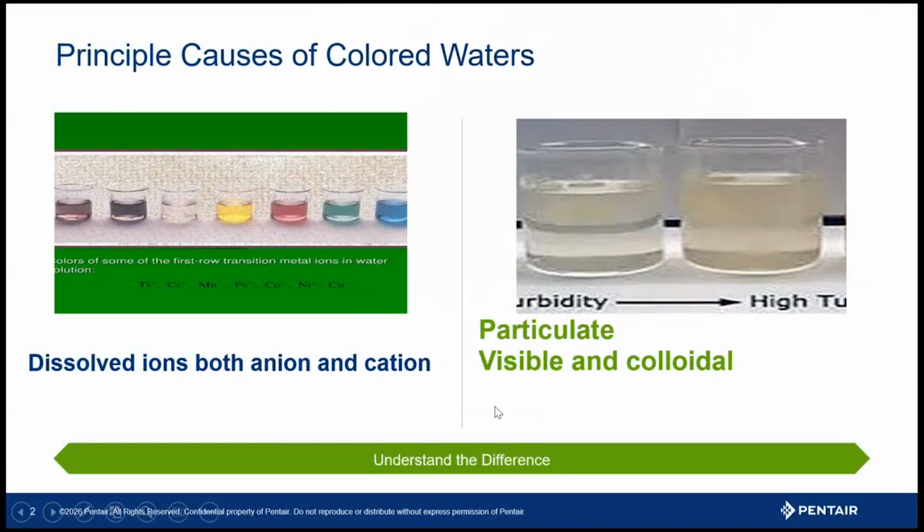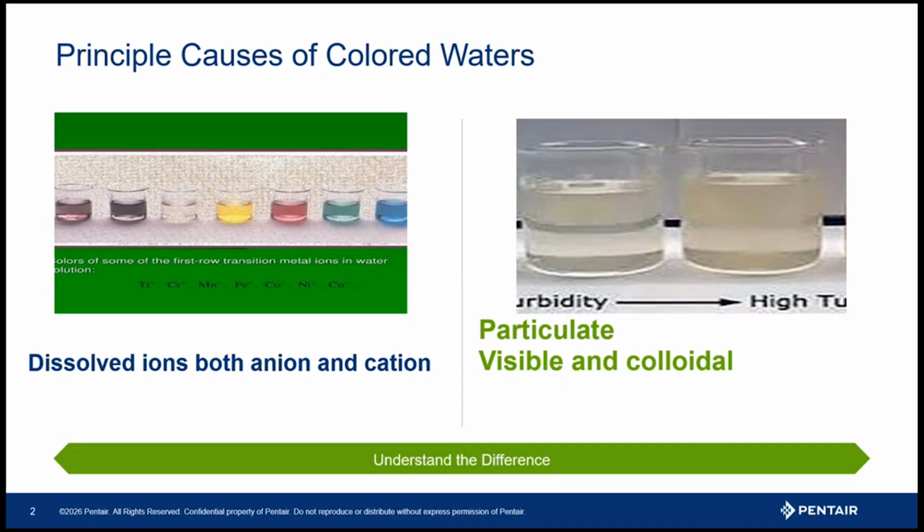So what are the principal causes of colored water in our treatment world? Dissolved ions offer a lot of the more unusual colors that we will see in water chemistries that we deal with, from blues of coppers to browns and blacks of iron and manganese dissolved in water. And if you run into some more unusual well waters, there may be yellows, maybe even some pinks. And if you get into that environment, you're going to want to submit a water analysis in the first place. And the other category is particulate, visible, and even colloidal.